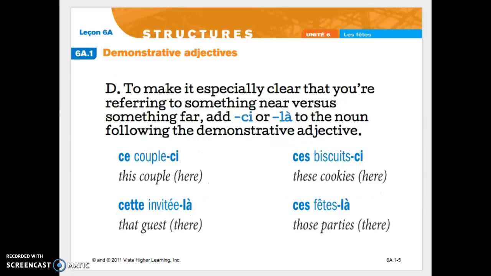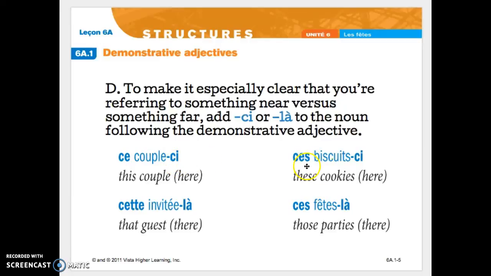To make it especially clear that you're referring to something near as opposed to something far, you add the suffix si or the suffix la to the noun following the demonstrative adjective. Ce couple by itself would be this couple, but if you especially wanted to point out that it was the one that was close, you add the si after it.